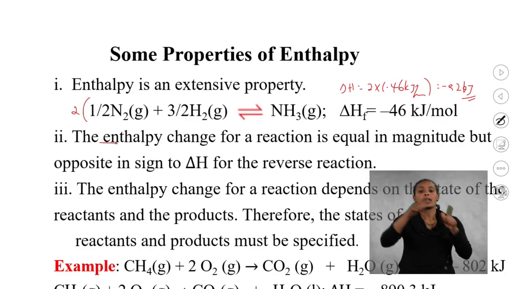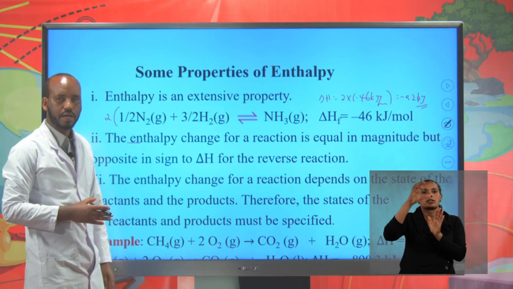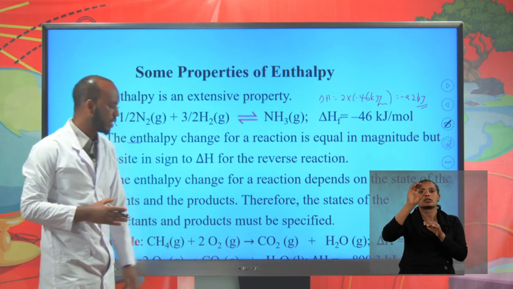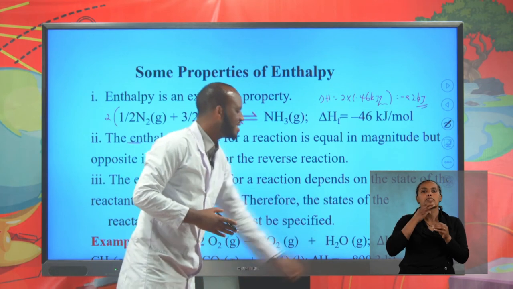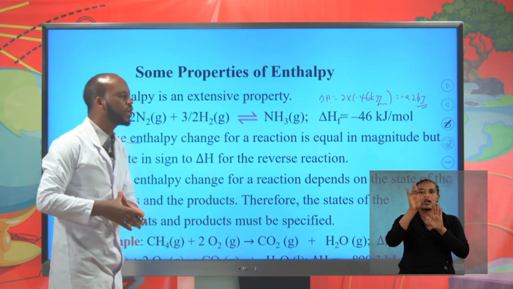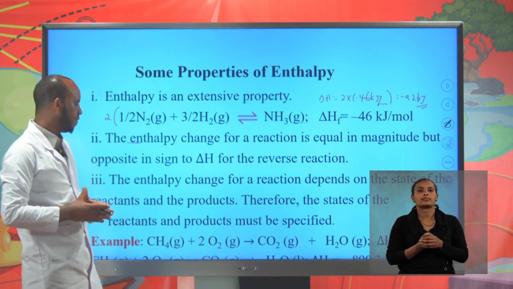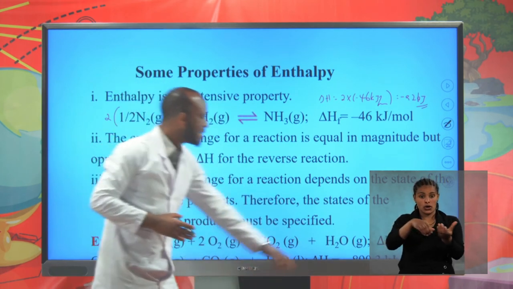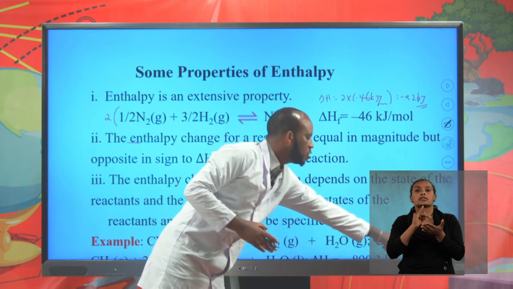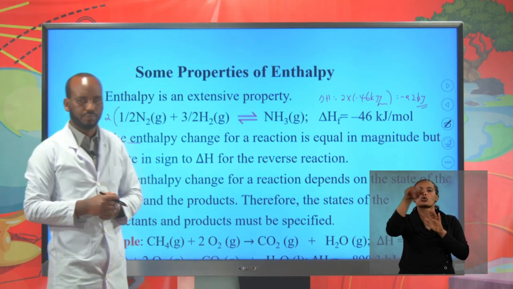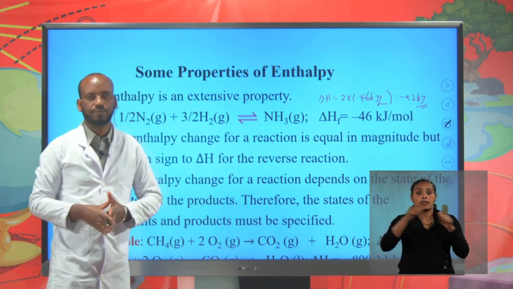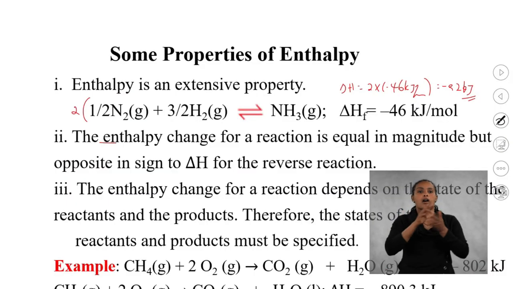3. The enthalpy change for a reaction depends on the states of the reactants and products. Therefore, the states of the reactants and products must be specified. For example, the combustion of methane: CH4 gas plus O2 gas gives carbon dioxide gas plus water gas. Delta H for this reaction is minus 802 kilojoule. You see? If the state of water is liquid, now delta H of this reaction is different from minus 802 kilojoule. Therefore, enthalpy change delta H depends on the states of reactants and products. These are some properties of enthalpy.